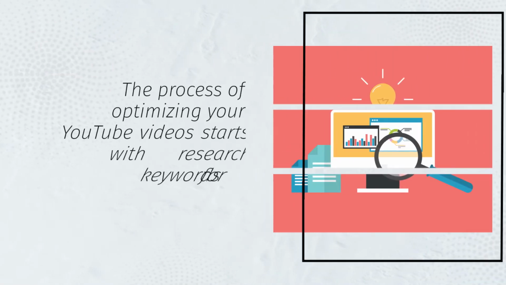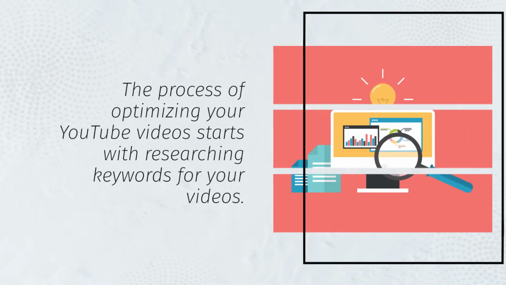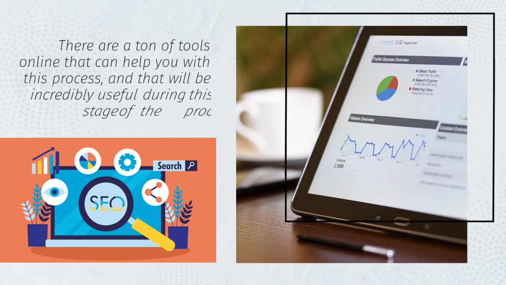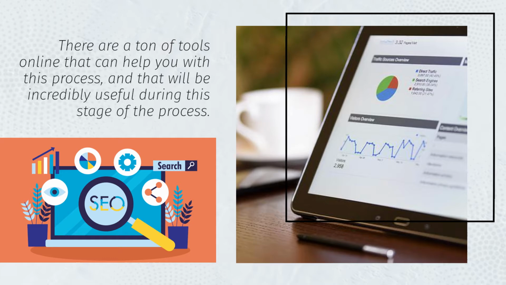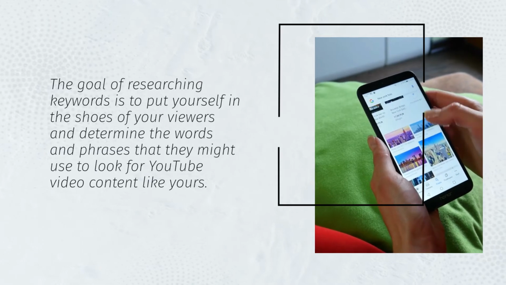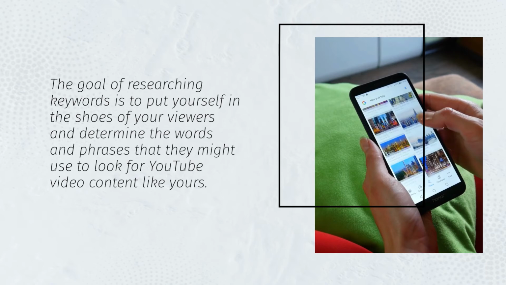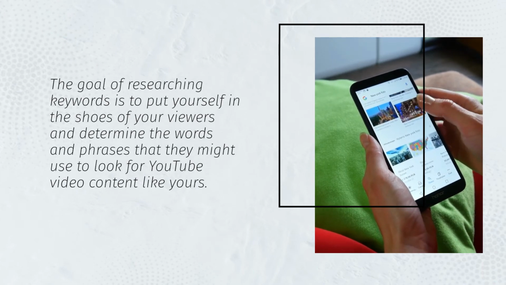The process of optimizing your YouTube videos starts with researching keywords for your videos. There are a ton of tools online that can help you with this process, and that will be incredibly useful during this stage of the process. The goal of researching keywords is to put yourself in the shoes of your viewers and determine the words and phrases that they might use to look for YouTube video content like yours.